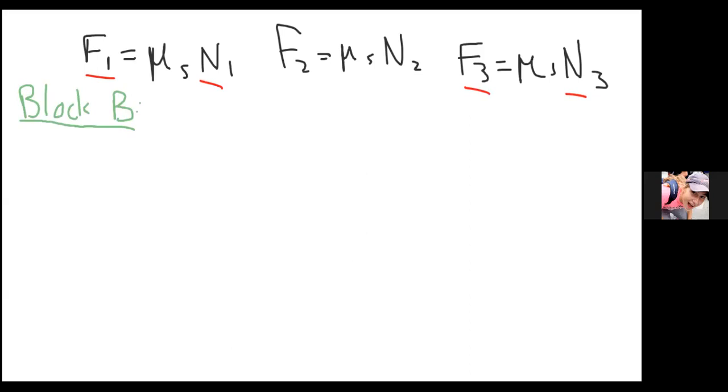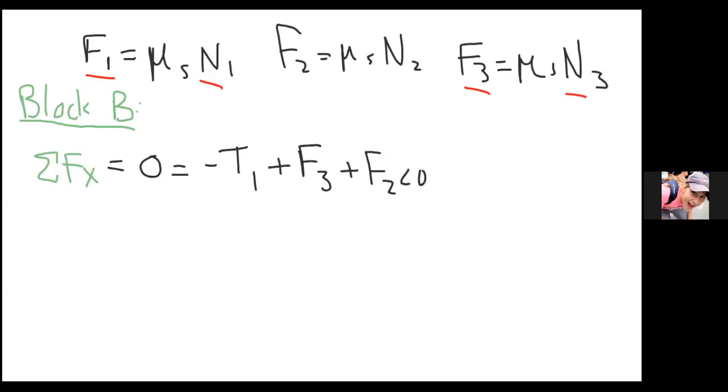So if we start with summation of forces in the X, we end up looking at something along the lines of negative T1 plus F3 plus F2 cosine 20 plus N2 sine 20.